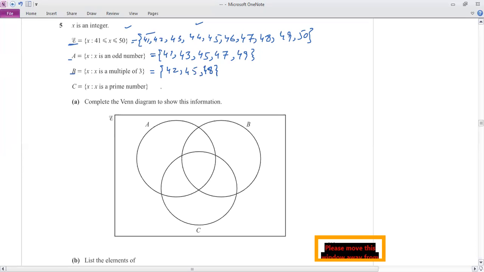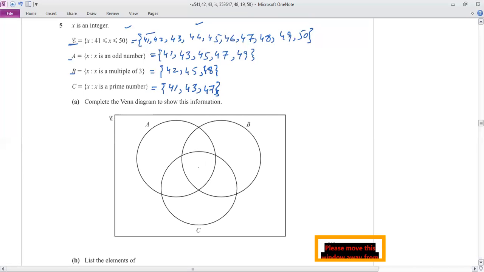Now see prime numbers, the numbers which are divisible by itself only. So is 41 a prime number? Yes, because no other number divides it. 43 is a prime number. Then 47 is a prime number. So these are the prime numbers. Now that we have written the sets in this form, it will be easy for us to complete the Venn diagram.